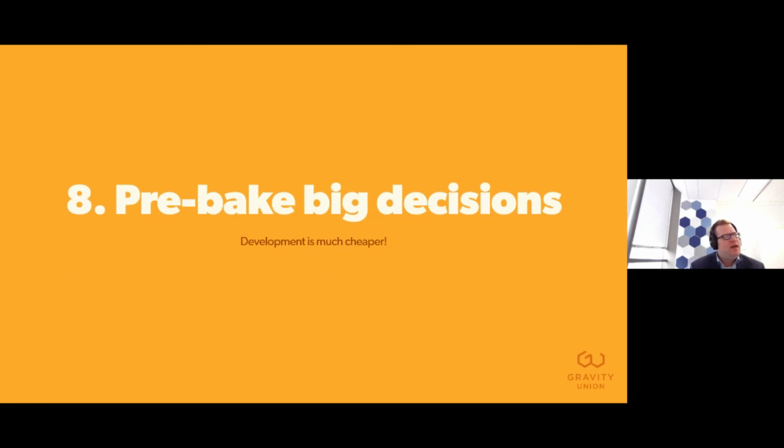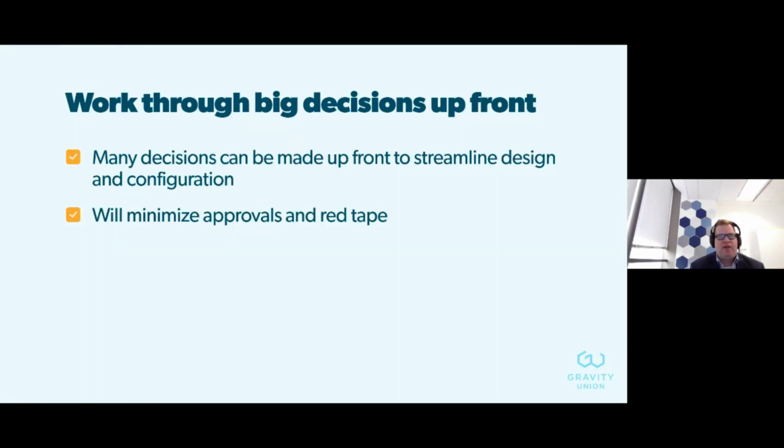And then finally, keeping the project lean, trying to pre-bake as many decisions as possible. There are many decision points that you're going to have. When do we use managed metadata? When do we use content types? Are we using the content type hub or not? How far back are we migrating? What tools are we using for migration?